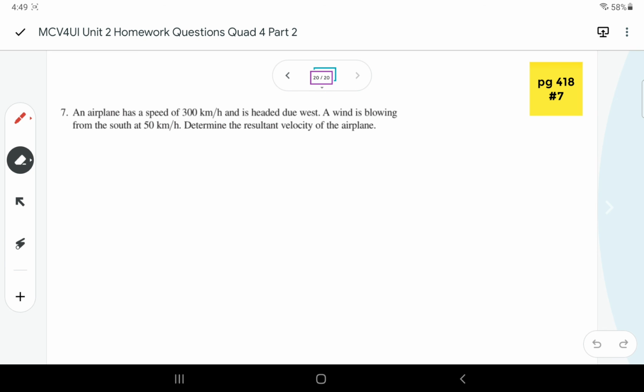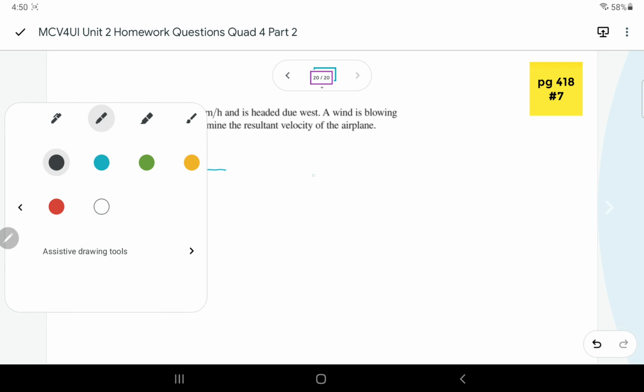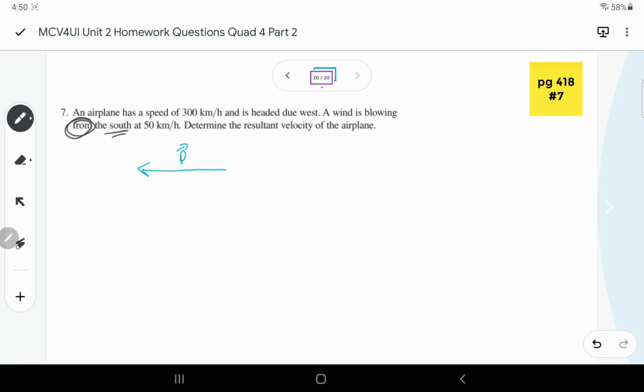So here, an airplane has a speed of 300 kilometers per hour and is headed due west. Can planes even stay in the air if they're only going 300 kilometers an hour? I don't know. So a wind is blowing from the south. That's the key here, that it's coming from the south. So that means the wind is blowing towards the north. So here I've got a wind coming from the south, going north, and we want to determine the resultant velocity of the plane. So that's my resultant.